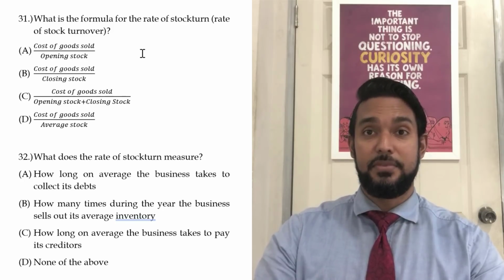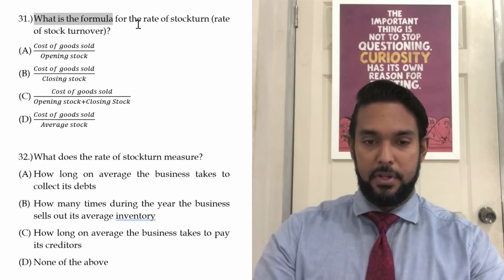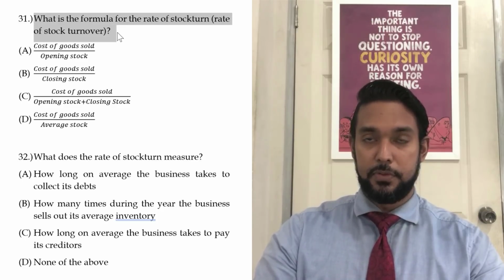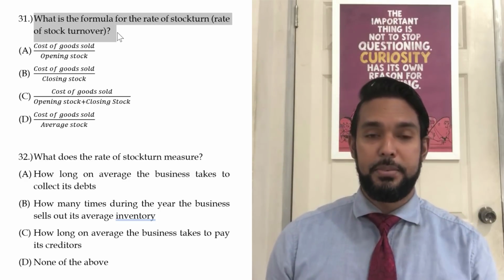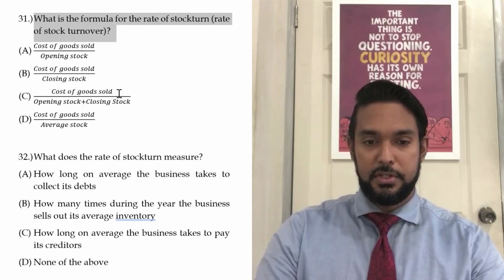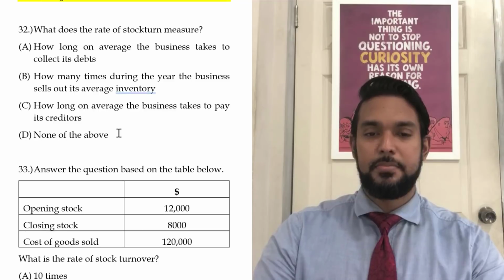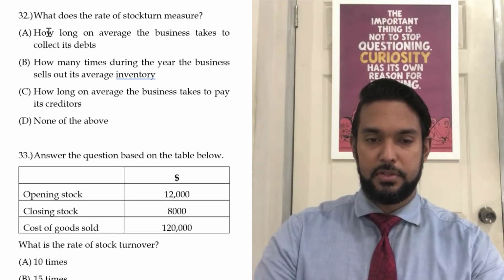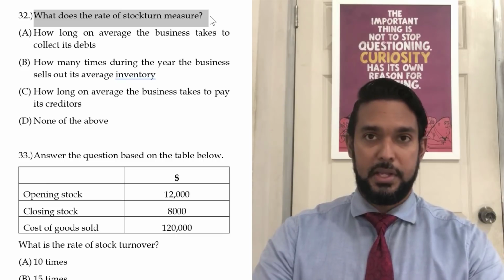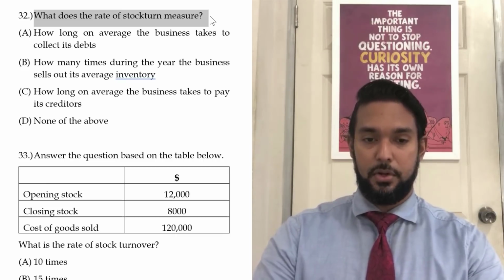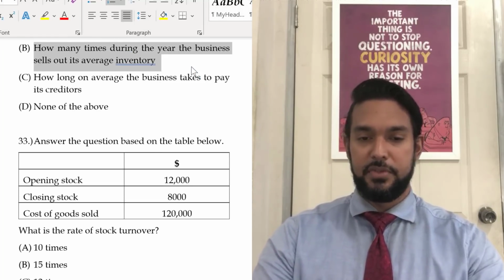So now we're into the activity or efficiency ratio. It says, what is the formula for the rate of stock turn or the rate of stock turnover? Once again, if you haven't yet done so, go down in the description, follow the link, download the PDF. Rate of stock turn is cost of goods sold over average stock. Now, what does this measure? It literally measures the number of times throughout the year that we sold out our average stock. How many times during the year the business sold out its average inventory or average stock.